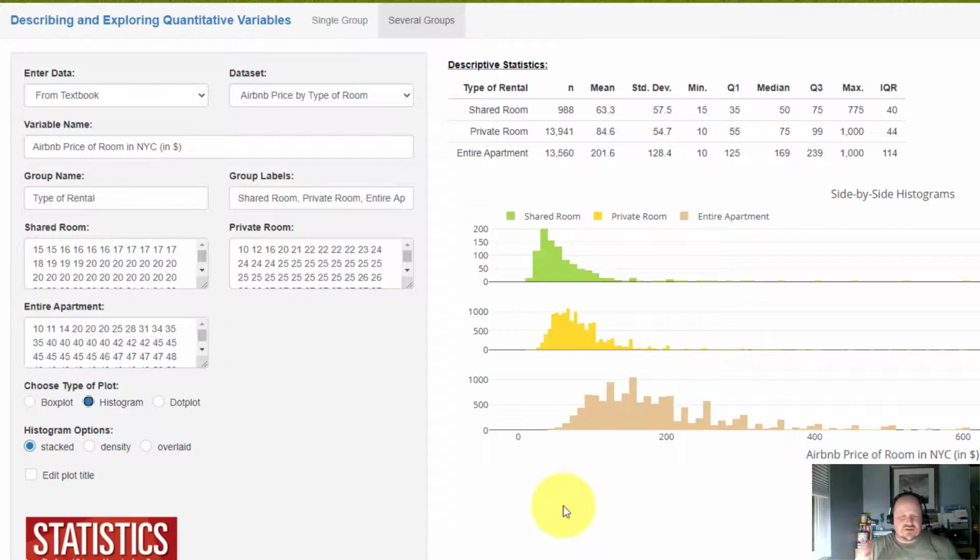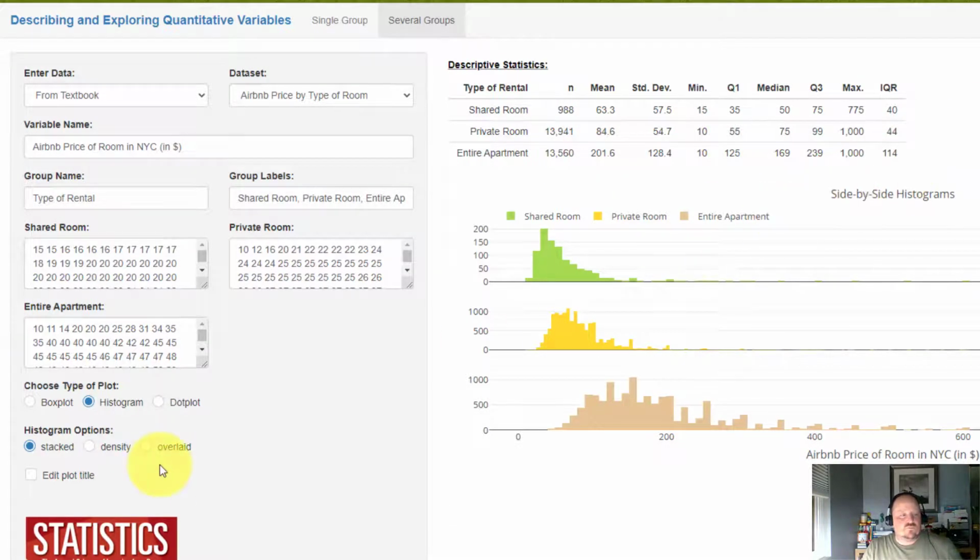But a lot of times what you'll see with data is that because the histogram requires additional pieces and oftentimes different scales, it becomes more challenging to see how they're actually linked together. So you can see the scale on the green one goes up to 200. The scale down here goes up to 1,000. So in terms of the number, it really seems there, but that's because there's just not as many shared rooms, only about 1,000, compared with the other private rooms and the entire apartment, which have about 13 to 14,000 each.